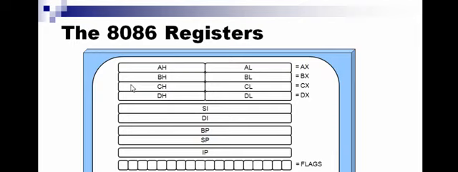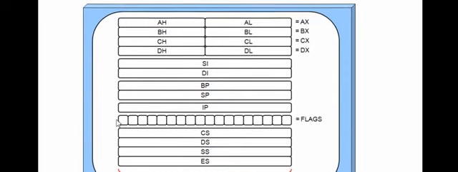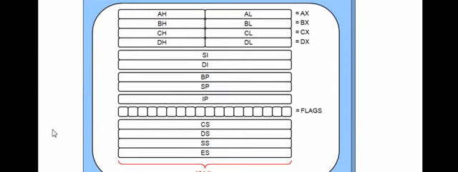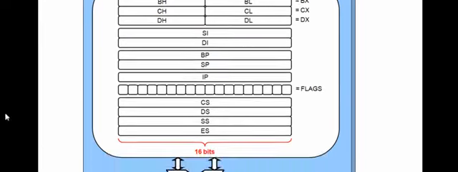Or we have the base pointer and stack pointer. The stack pointer is used to store the top of the stack, and the instruction pointer IP also is used to store addresses. It works with the code segment. It usually stores the offset of the code segment, which I will tell you shortly.